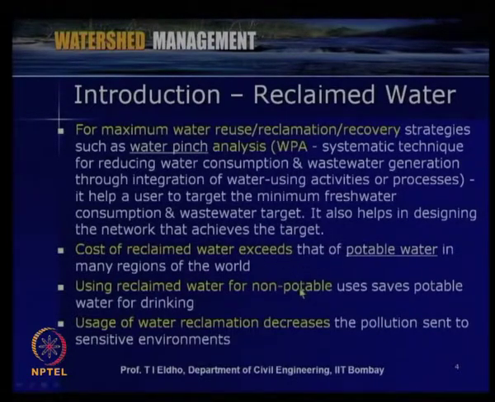So that way we can save the water, and the usage of water reclamation decreases the pollution sent to the sensitive environment. When we are reclaiming or recycling the wastewater, the amount of wastewater to be treated before disposing to surface water sources like rivers or the ocean is reduced. So when water reclamation is used, it decreases the polluted water sent to the environment. We are saving water, and we are also reducing the amount of wastewater.